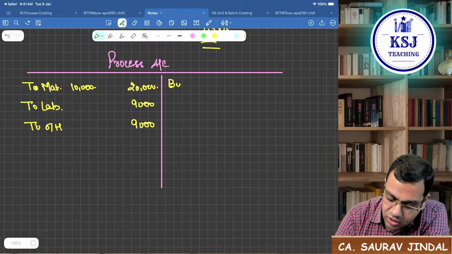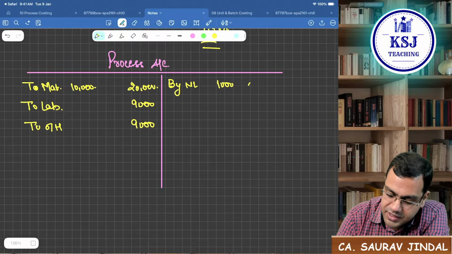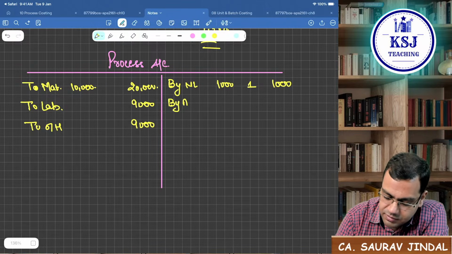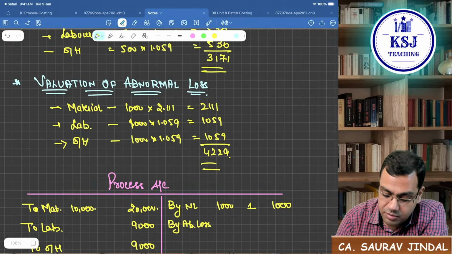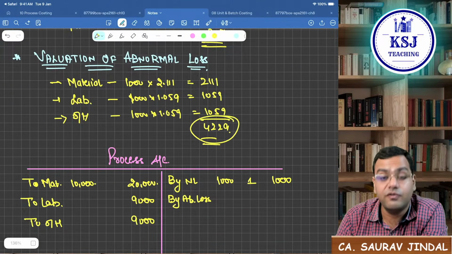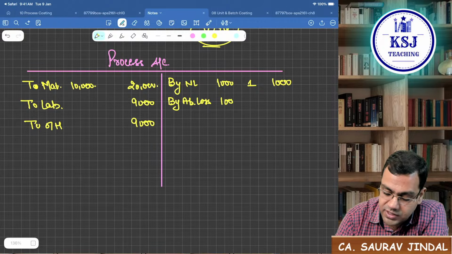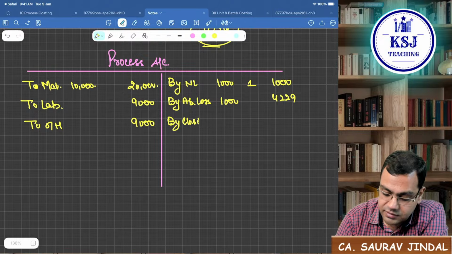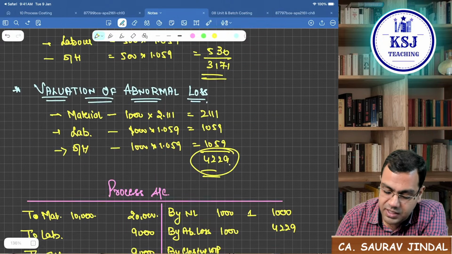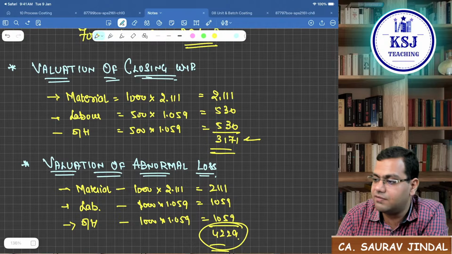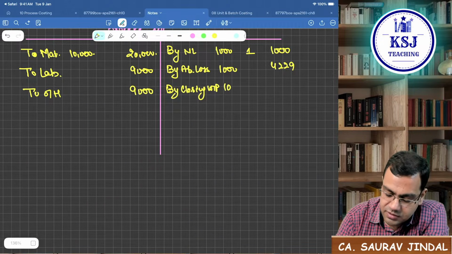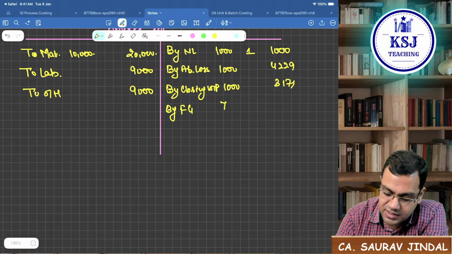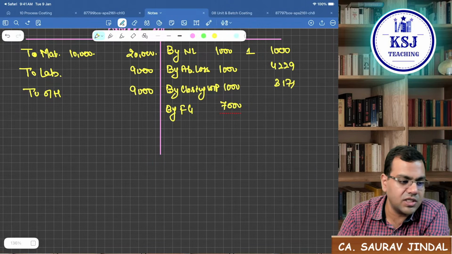On this side, you will take normal loss, 1000 units, 1 rupee scrap value. So 1000 is your scrap value by abnormal loss. By abnormal loss, now the abnormal loss value, you will take it as this one, 4229 that you have calculated. 1000 units, 4229 by closing WIP. By closing WIP, now you will take this 3171, 1000 units, 3171, and by finished goods, by FG 7000.